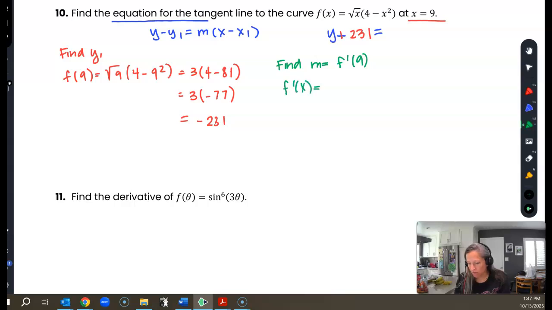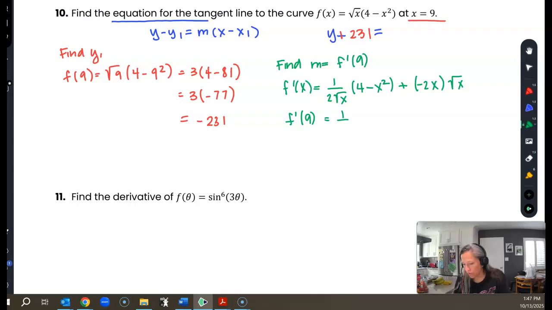When we took this derivative, we said, okay, derivative of the first, we're going to get 1 over 2 root x. If you left this with a 1/2 power, I think that maybe made things a little bit trickier for you. Leave the second alone, plus the derivative of the second, which is a negative 2x. Leave the first alone, and then we can plug on in. So for 9, we ended up 1 over 2 times the square root of 9, that's 6, times 4 minus 81, plus negative 18 times the square root of 9. Oh, we could just go ahead and write that as a 3.